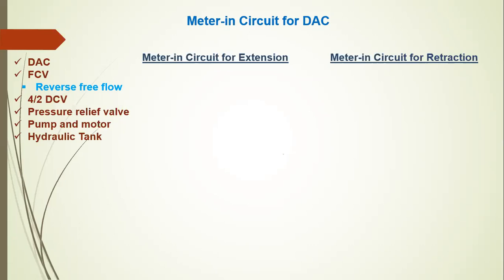Actuator speed can be controlled using a flow control valve. Here the flow is controlled by the FCV, flow control valve, and varying the rate of flow of oil will vary the speed of the actuator. The actuator speed is not controlled directly by the direction control valve. It can be controlled by the flow control valve.